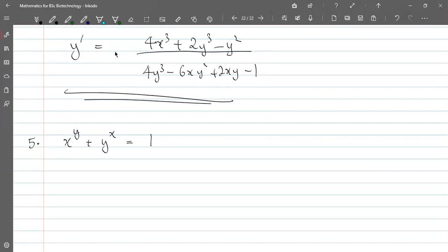So this is... both of these terms are exponential because you have x to the y, and y itself is a function of x, right? It's implicit. And y to the x, again, that is x in the exponent. And you cannot take log on both sides because there is a plus here. So how do you do this?